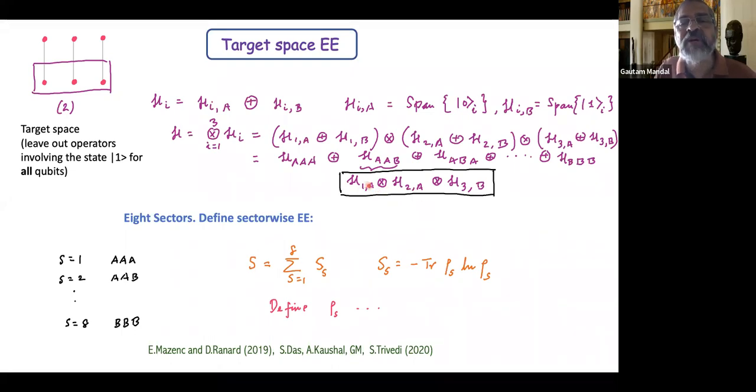Okay, where I do have a tensor product structure, and it makes sense to talk about a partial trace as I had done before. All right.